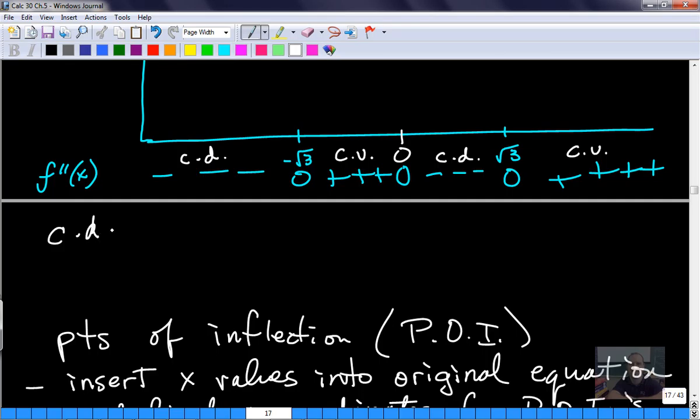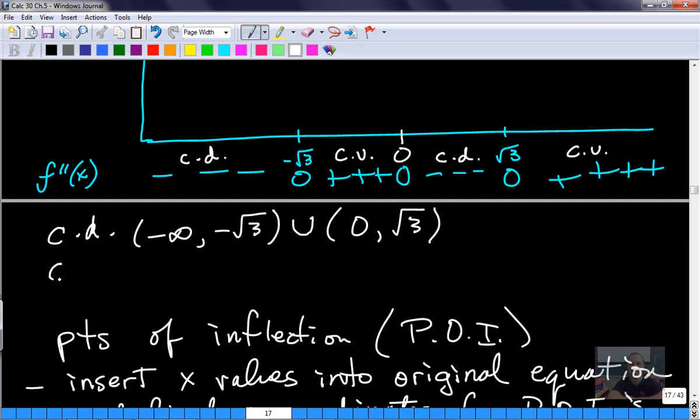And of course we could say that concave down is going to be on the interval of negative infinity to negative root 3. And then I like to use this little set notation, in union with. That means or, right? Or 0 to root 3. That's where it's concave down. See the negative sections. And concave up, and I'll let you just do CU, is between negative root 3 and 0, also in union with positive root 3 to infinity there.